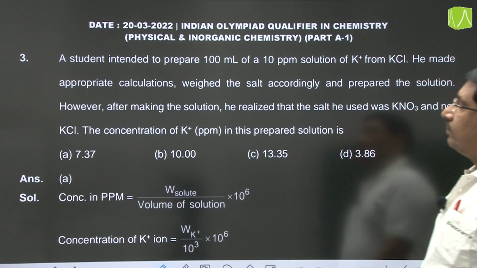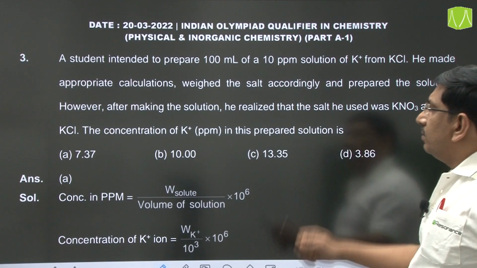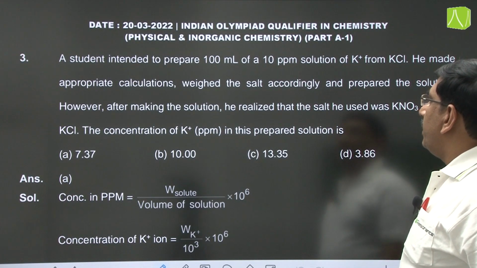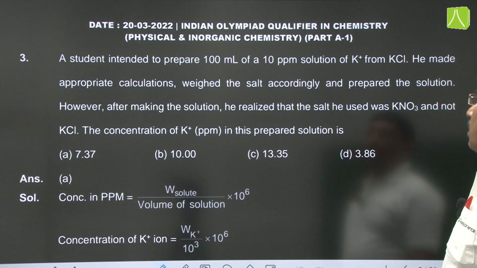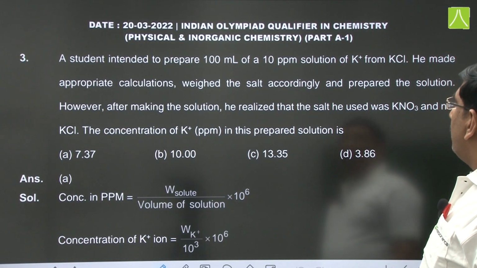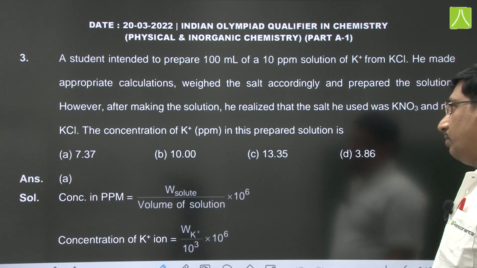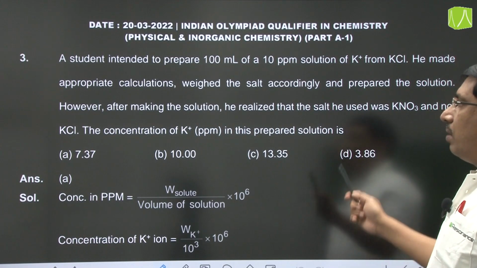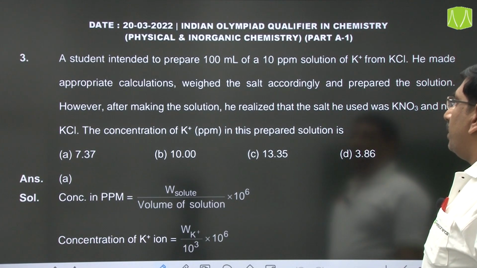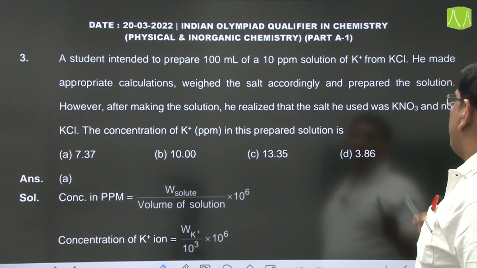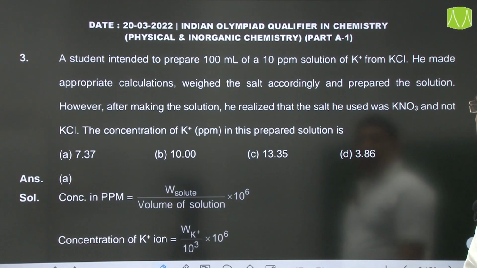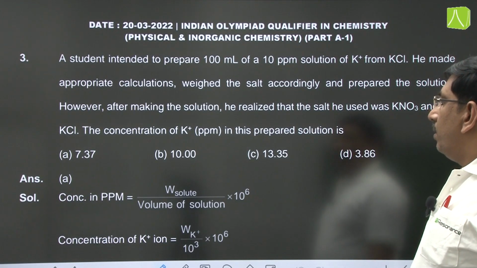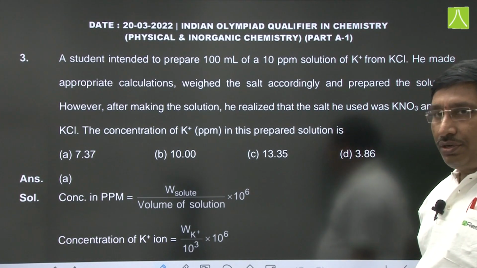Next, let us come to the third question. A student intended to prepare 100 milliliters of a 10 ppm solution of K+ from KCl. He made appropriate calculations, weighed the salt accordingly and prepared the solution. However, after making the solution, he realized that the salt he used was KNO3 and not KCl. The concentration of K+ in ppm in this prepared solution is.